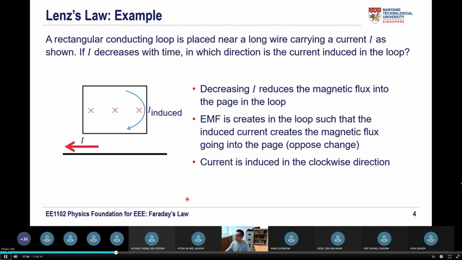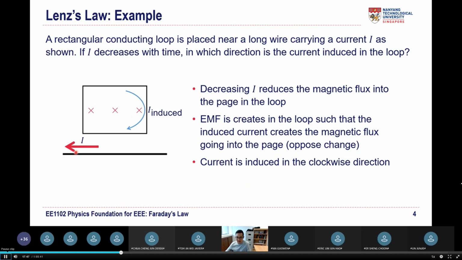So let's take a look at this example. We have a rectangular conducting loop like that, placed near a long wire carrying a current I. So this is current I flowing this way. If I decreases with time, in which direction is the current induced in the loop? If I is flowing this way, now you use the right hand grip rule. In which direction is the magnetic field, or which way is the magnetic flux through this rectangular loop? It's going to be into the page, right?